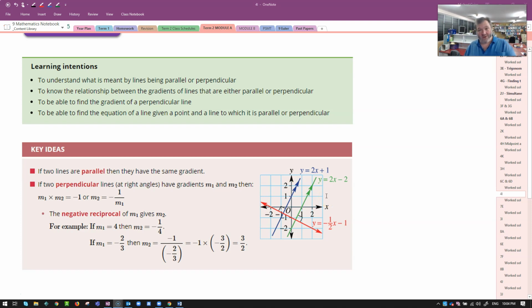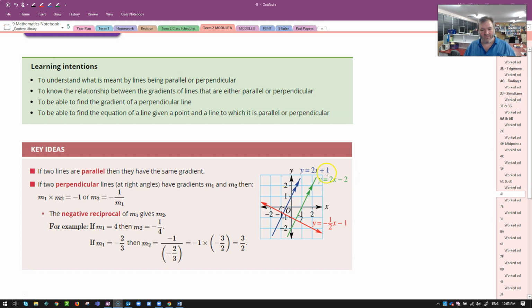What do we know about parallel lines? Their gradients are equal. You can see here the blue line, y equals 2x plus 1. Green line, y equals 2x minus 2. The lines are parallel. They have the same gradient. Each one, you go up 2 for every 1 you go across.